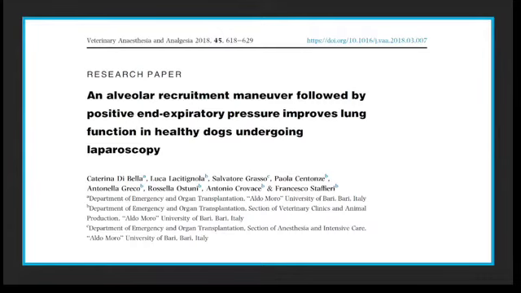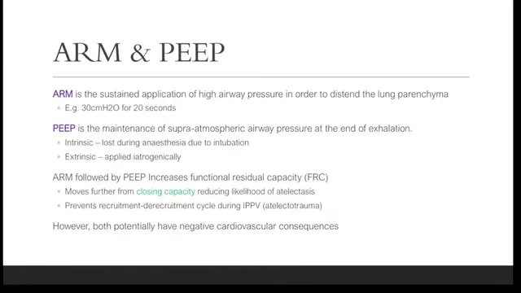The methodology is a bit different here. This is using patients which are undergoing laparoscopic ovariotomy rather than open abdomen ovariohysterectomy. But I think it's quite a well-designed study, and we'll look through that just now.